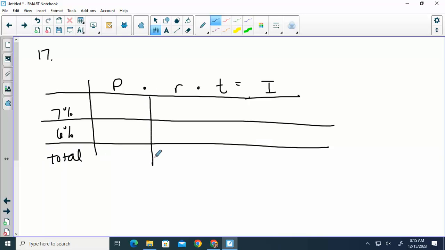What other problems did we do with this table? Concentration. Do you remember on the concentration problems, what we put across the top? Something times percentage is equal to amount pure. Yeah, the amount times the concentration equals the amount pure. Okay. So now what do we do?